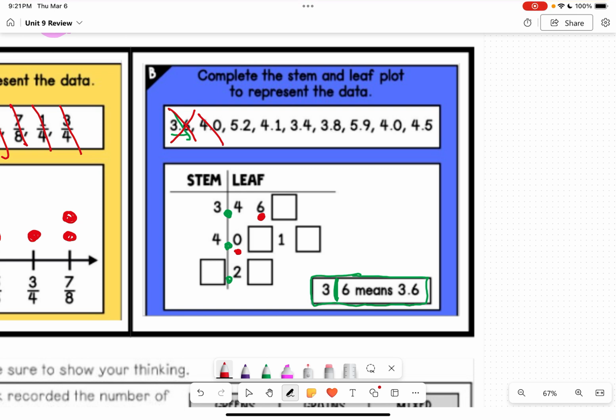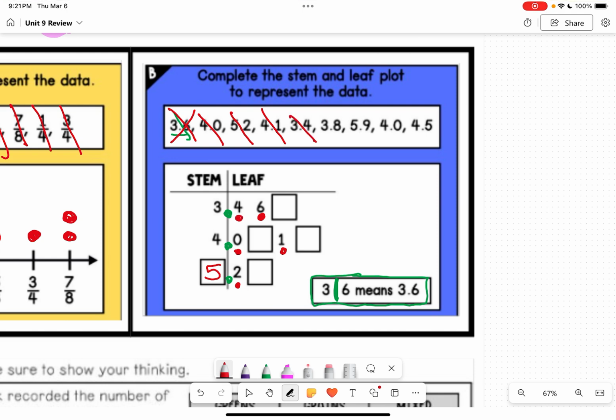Now 5.2. I don't see 5 on my stem side, so that empty box on the stem side probably represents my 5. I do read 5.2 now, so you can mark it out. My next one is 4.1. I see 4.1 right there, so I'm going to mark it out. 3.4, I do have 3.4 on there. Mark it out.